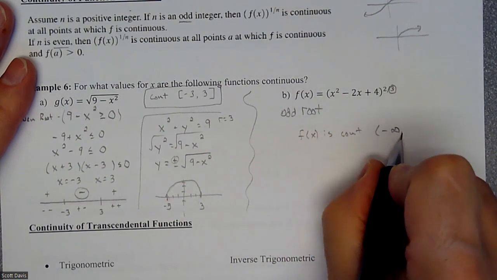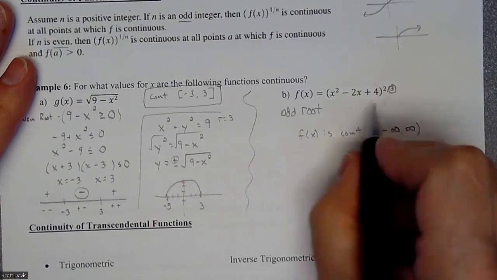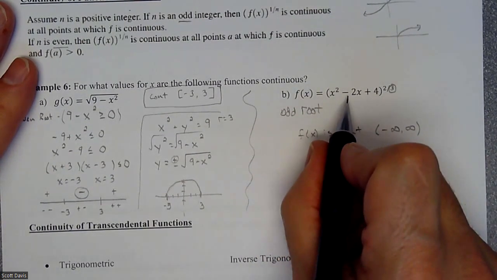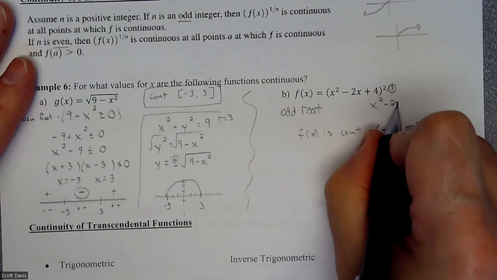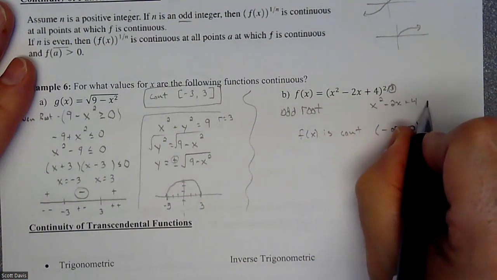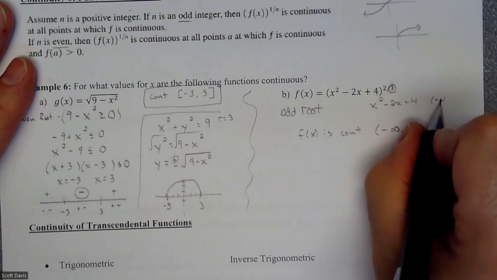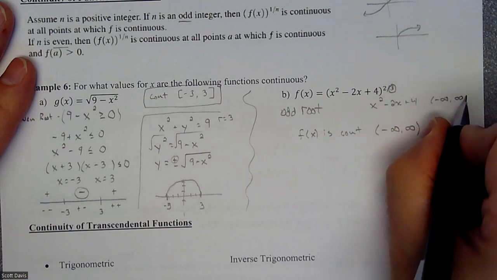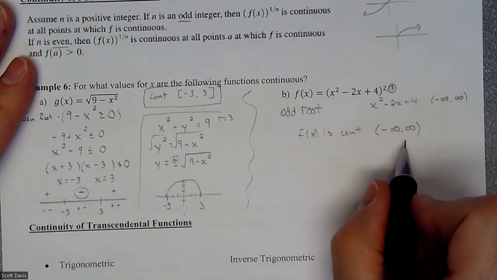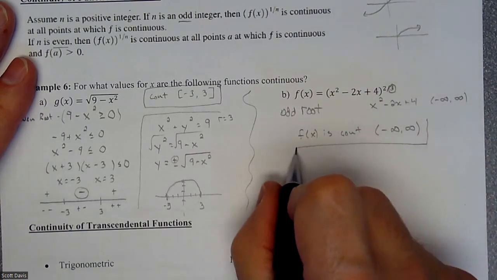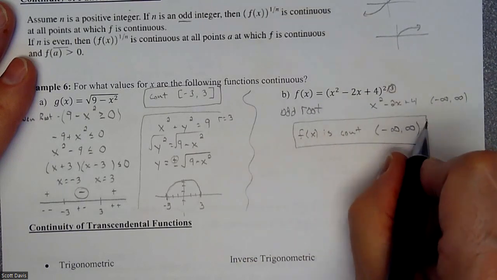from -infinity to infinity. As long as that doesn't have a problem and that doesn't have a problem, x squared minus 2x plus 4 is continuous from -infinity to infinity. So this has no problems, and so cube rooting it also has no problems. So you kind of have to look on the inside and work your way out.